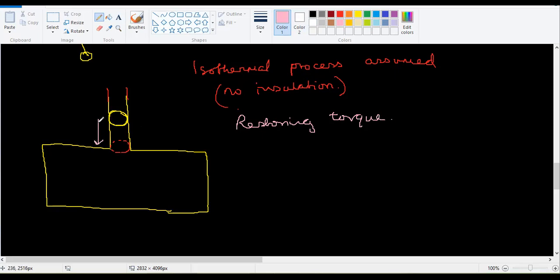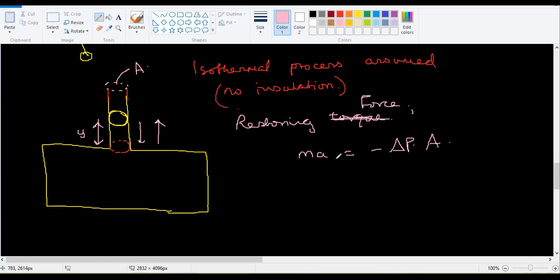When I compress this small ball to a certain distance y, how much does the pressure inside increase? That will give me how much force it is going to push it back with. This is going to be the area of cross section. We're talking about force, the restoring force. Why delta P into area? Because change in pressure into area will give me the extra force which is going to push it back. When I push it this way, the force is going to push it the other way, which means we put a minus here.